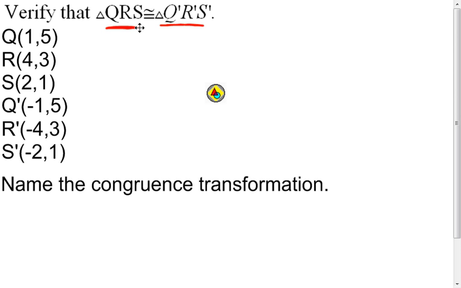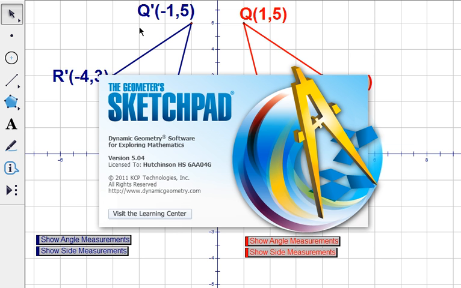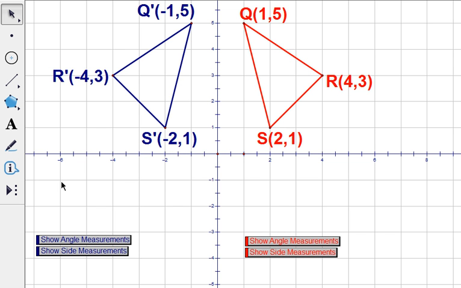gives you the coordinates of the vertices of the two different triangles, I would graph them. And that's what I've done here. I've gone into Sketchpad, and I've graphed the two triangles with those 6 different points. Now, think back to what it takes to prove the two triangles are congruent. You have to prove that we have 3 sets of corresponding angles that are congruent, and you have to prove that there are 3 sets of corresponding sides that are congruent.